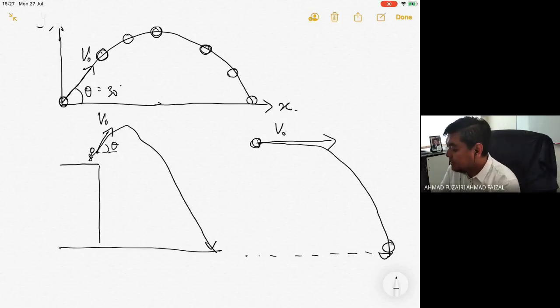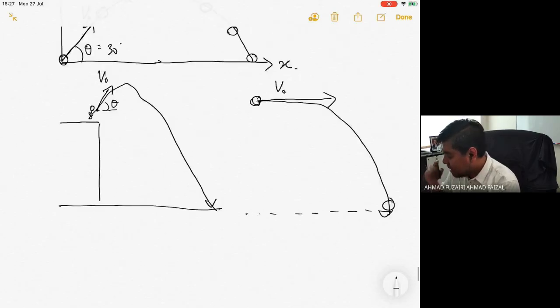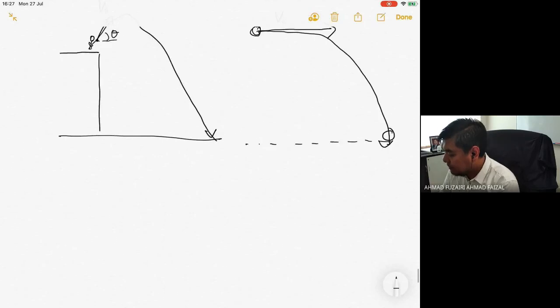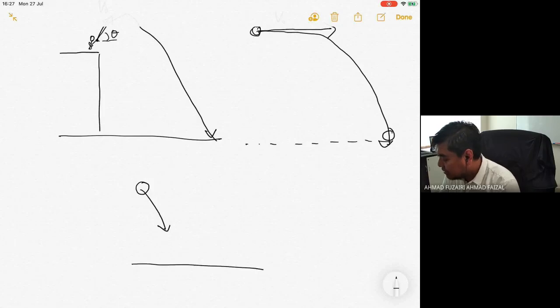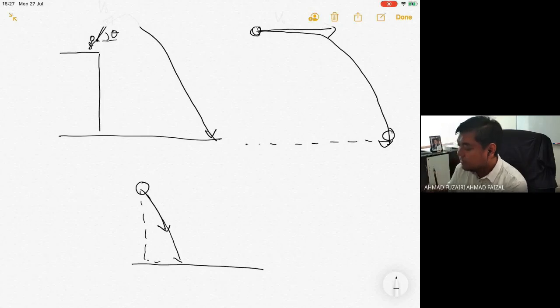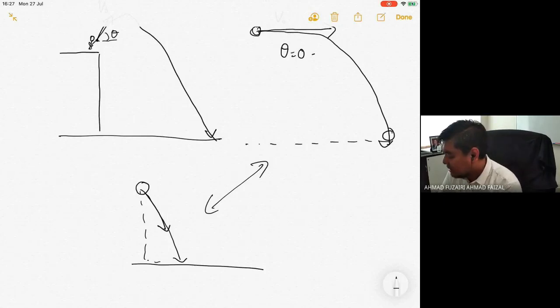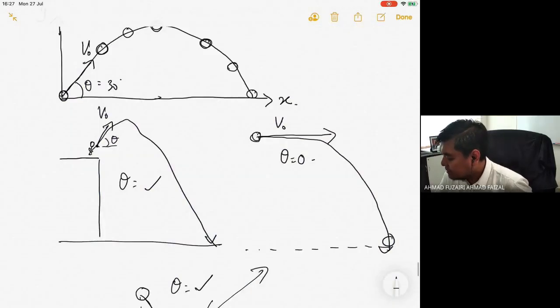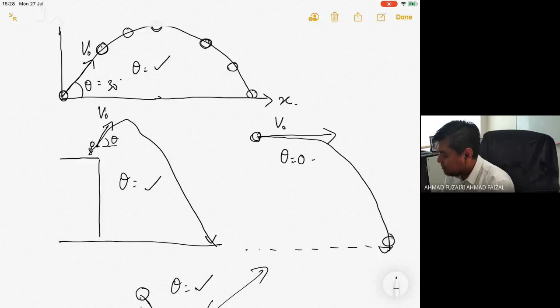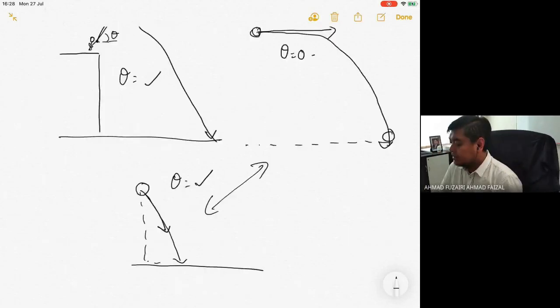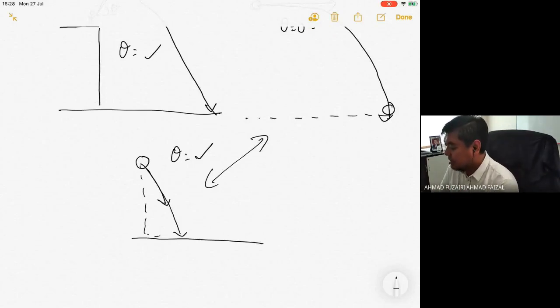And maybe you have a dropping ball, a bounce. Let's say you play basketball and you try to bounce the ball. This also involves projectile motion. But if you look carefully, in this one theta will be zero. This one has theta, this one has theta, and this one has theta. So when we deal with projectiles, normally you will see a lot of angles involved. So that will be projectile motions.